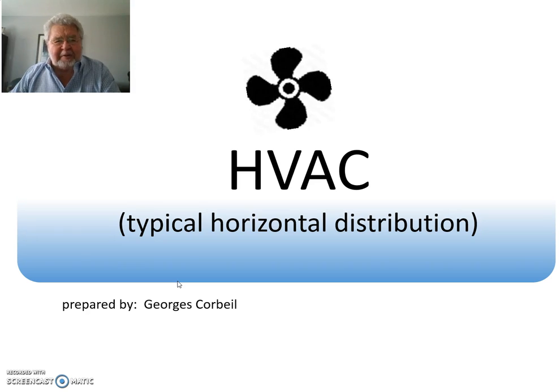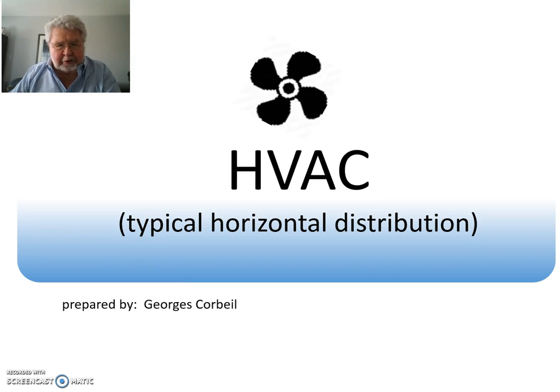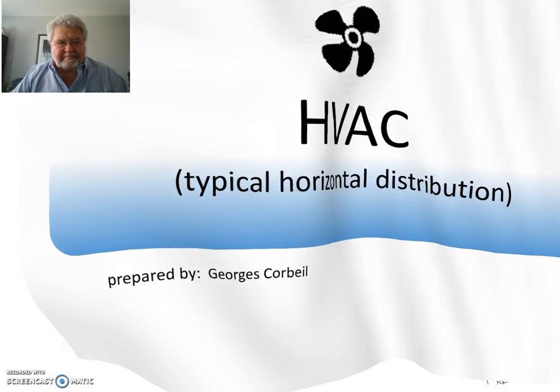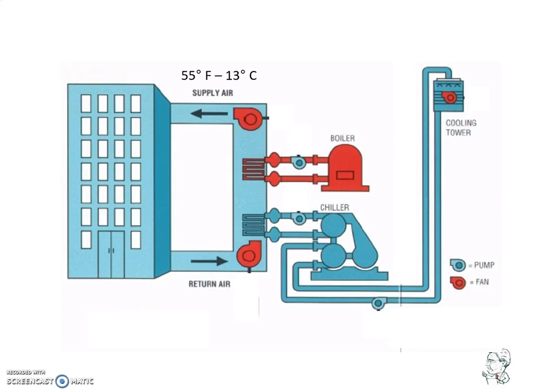In this video, I'll explain a typical horizontal distribution of HVAC ventilation. Here's how I see it. In its simplest form, buildings' HVAC systems provide ventilation air through air ducts. Any return air will be cooled or heated and returned at a temperature usually set at 55 degrees Fahrenheit or 13 degrees Celsius. But in actuality, HVAC systems are much more complex.